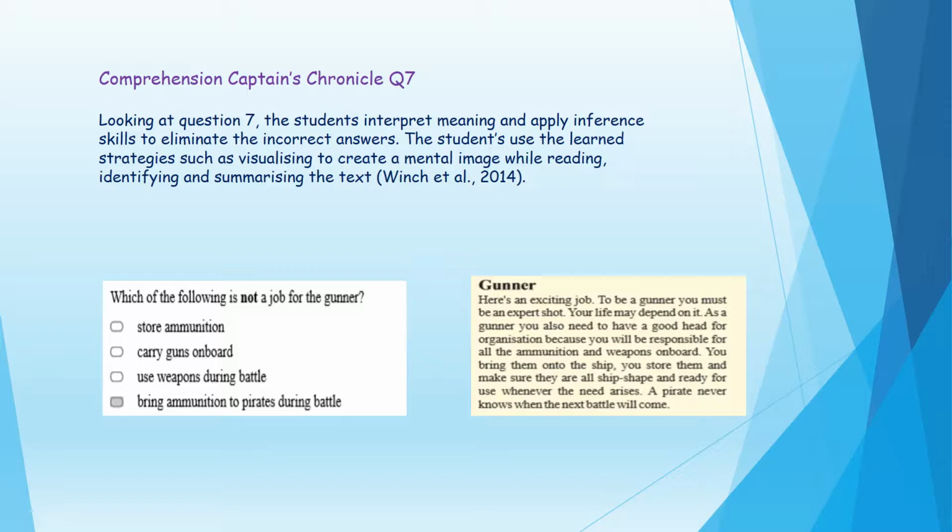In this example, the role of the gunner is literally outlined. However, it does not highlight the word not. Therefore, students would reread the text, interpret, and infer the meaning from this sentence. To be a gunner, you must be an expert shot. This highlights the gunner would use the skill during the battle.